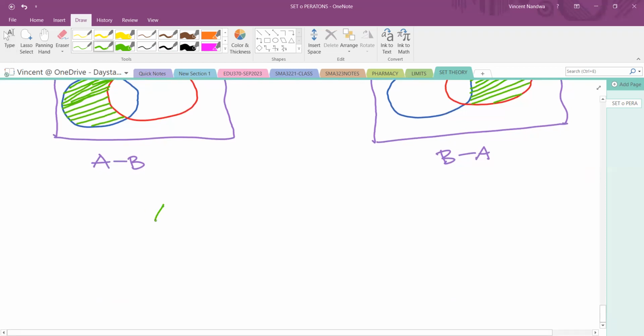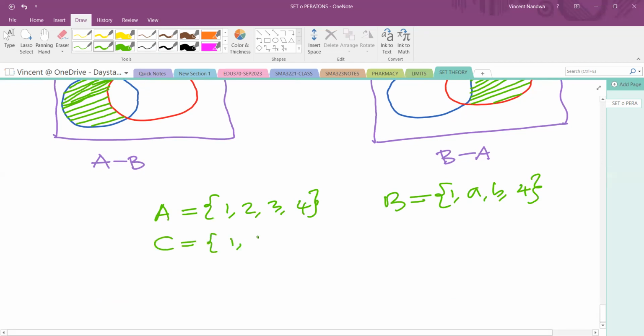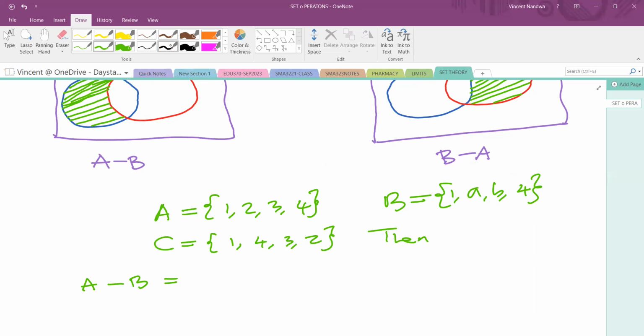So if, for example, A is 1, 2, 3, 4, and B is the set 1, a, b, 4, and C is the set 1, 4, 3, 2, then when I say A minus B, I mean elements which are only in A, but cannot be counted to be also in set B. So 1 cannot be part of that set because 1 is in B. 2 would be part of that set because 2 cannot be seen in B. And then 3 is also part of this A minus B. 4 will not be part of A minus B because 4 can be seen in B. So A minus B will have only 2 elements, 2 and 3.